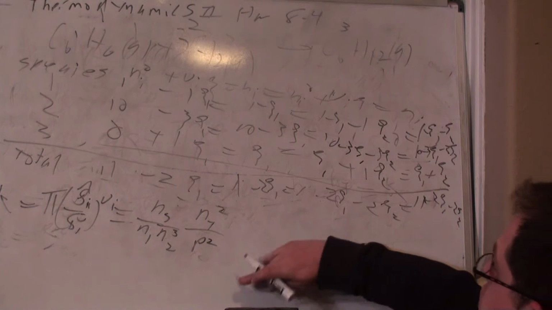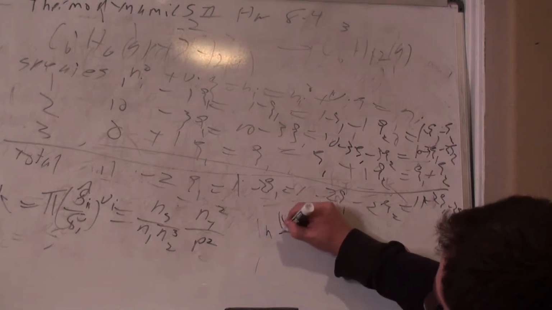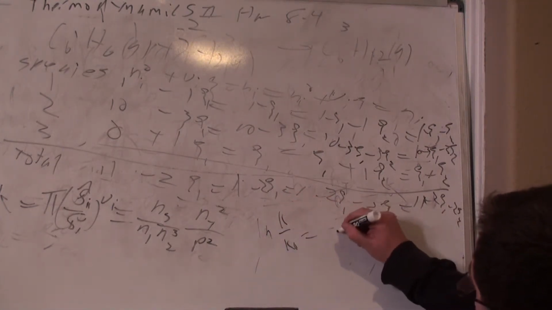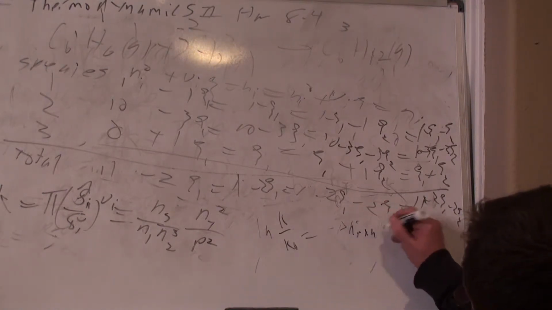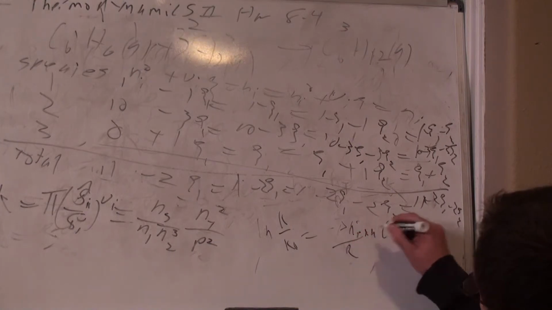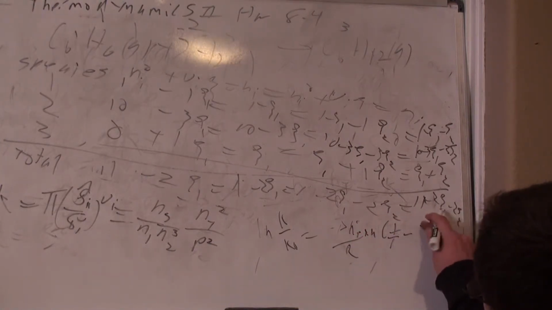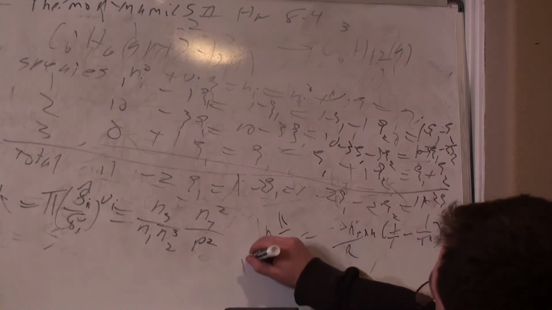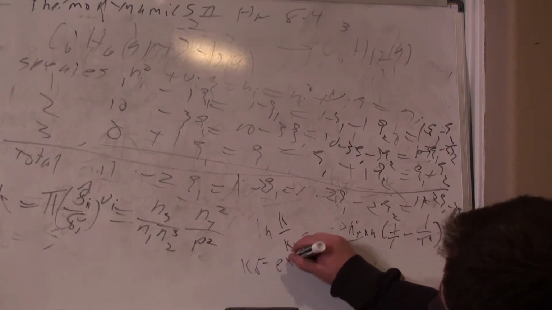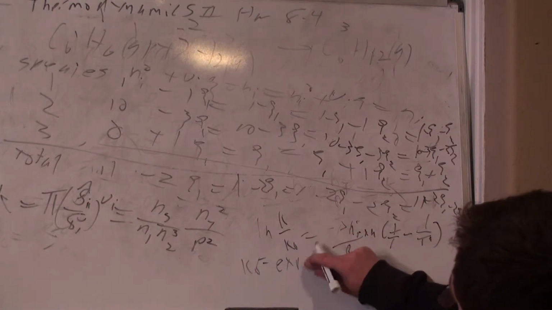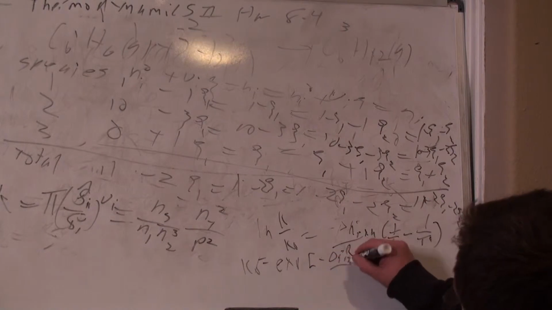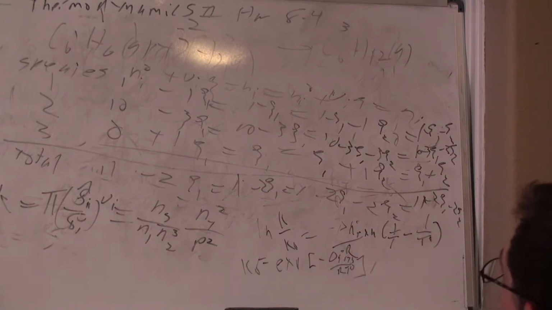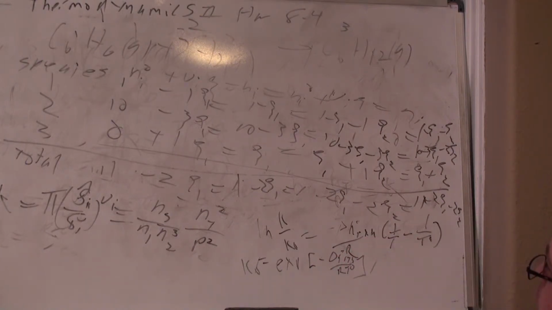I have two equations for k. I've got natural log of k over k naught equals minus delta H of reaction at standard conditions over R, times 1 over T minus 1 over T naught. And then I've got k naught equals exponential of minus delta G naught of reaction over RT naught.